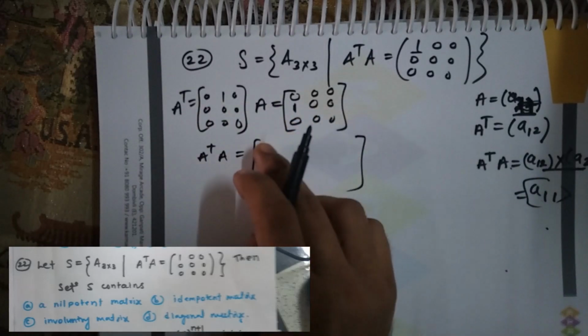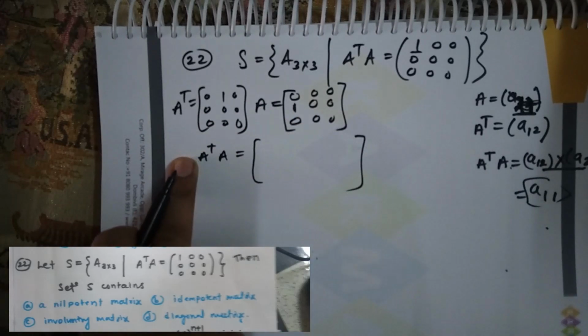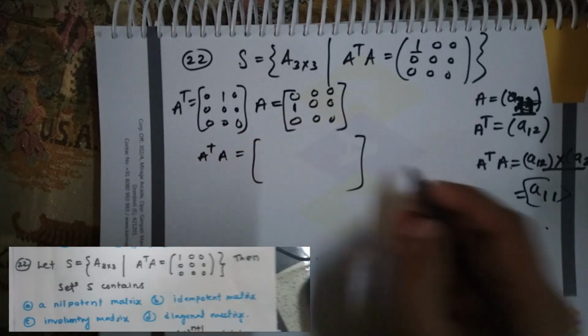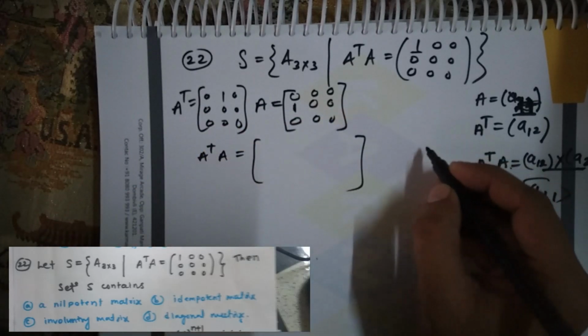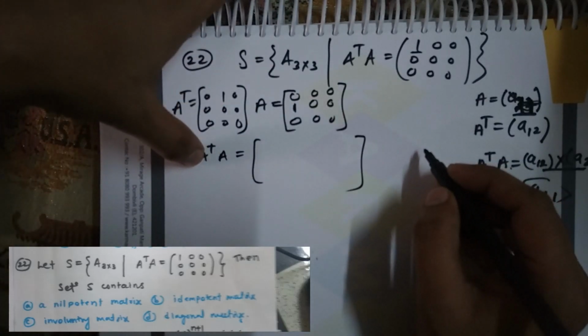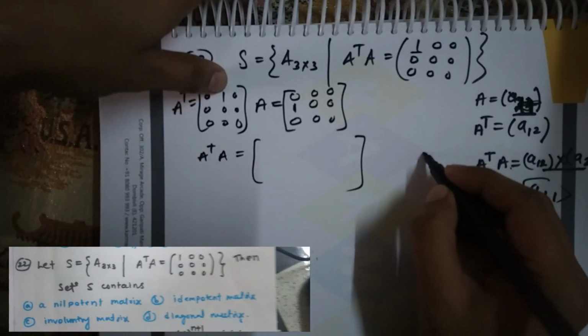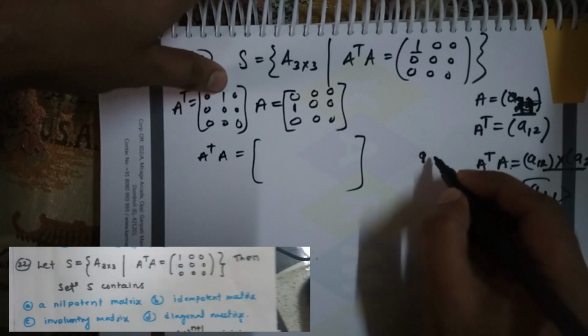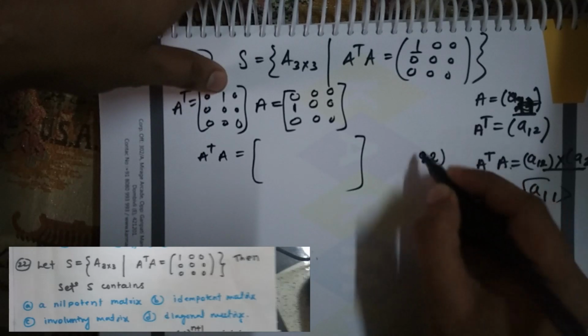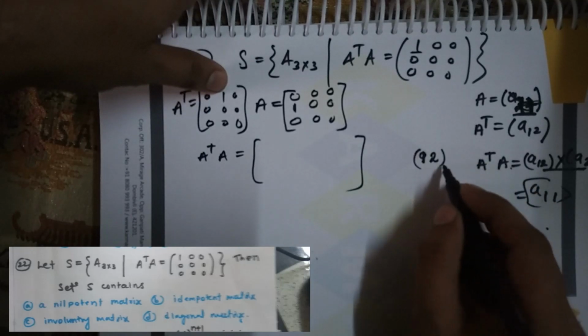So what we'll do, we just find out the non-zero entries of the first matrix and the non-zero entries of the second matrix. What are the non-zero entries of the first matrix? At what position is the non-zero entry of the first matrix? It is at the place of 1 2. This is the position of the non-zero entry in A transpose.